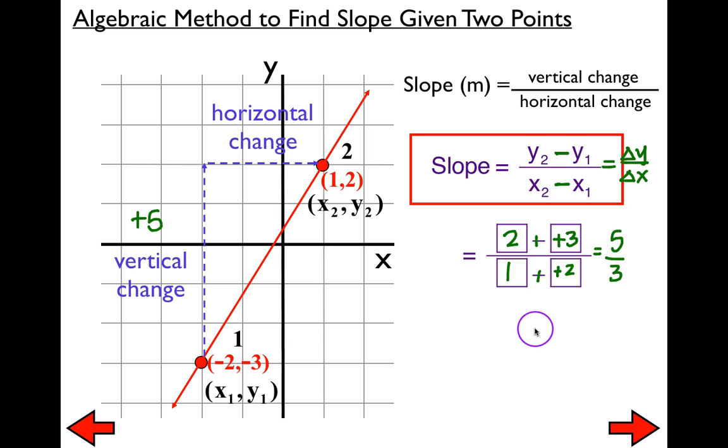So at this point, I can check real quick, was my horizontal change a 3? It went over 1, 2, 3 to the right, so yes, it would be 3. So I would say my slope is 5/3. So hopefully with this formula, you're going to be able to determine the slope based off two ordered pairs. So let's practice it a little bit.